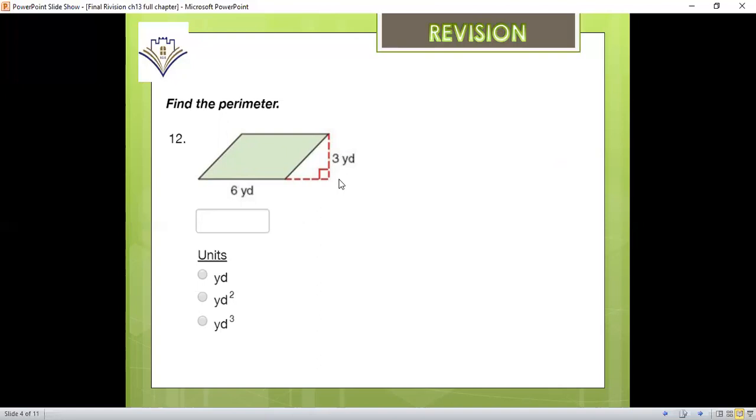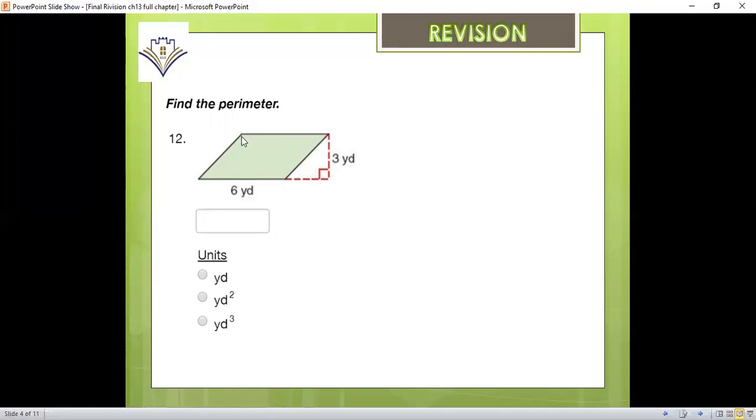Find the perimeter of the same shape. The perimeter of the shape means the sum of its sides' lengths. Then this side plus this side plus this side plus this side. This side is 6 and this side is equal to 3. Why? I told you before that we can convert the parallelogram to a rectangle. Look here, this is our parallelogram and this is our rectangle.